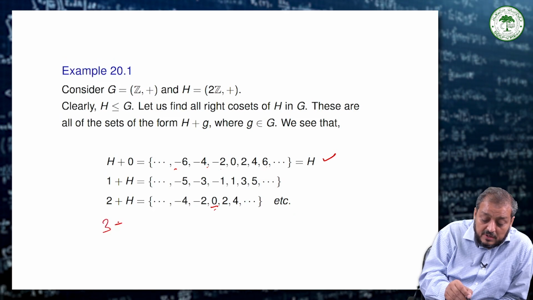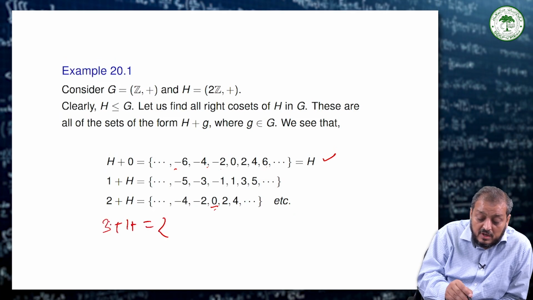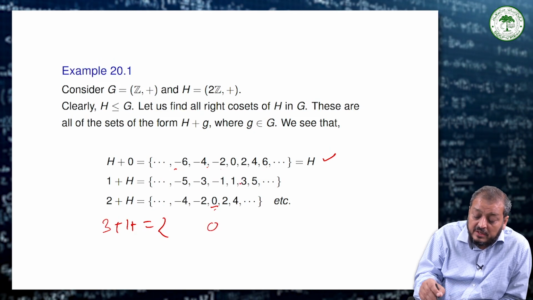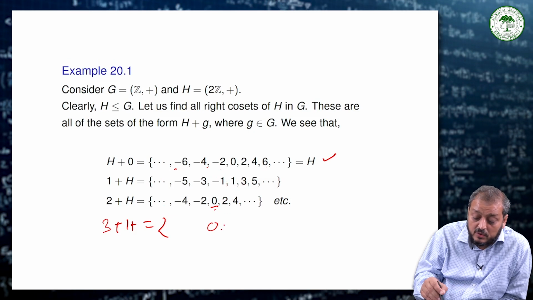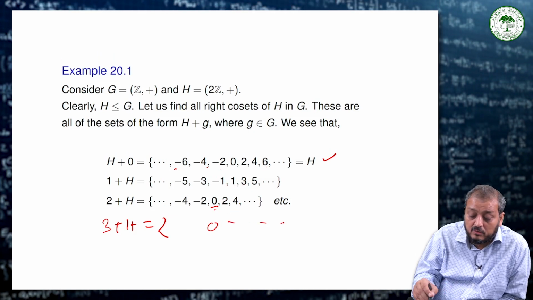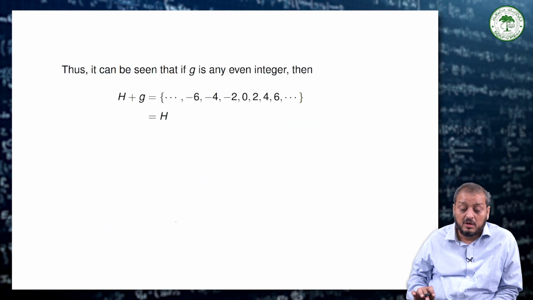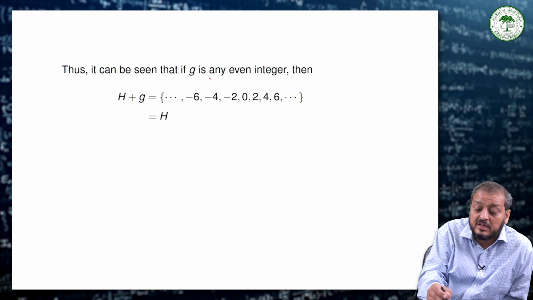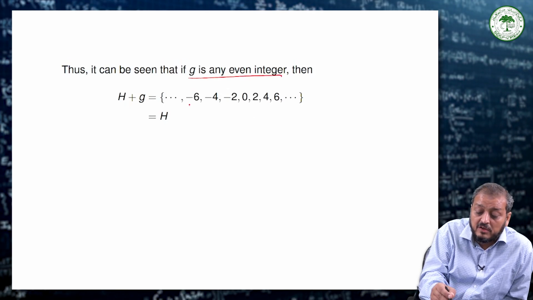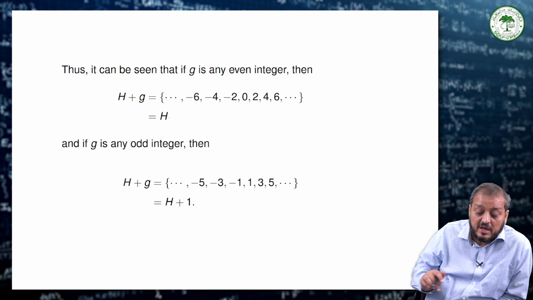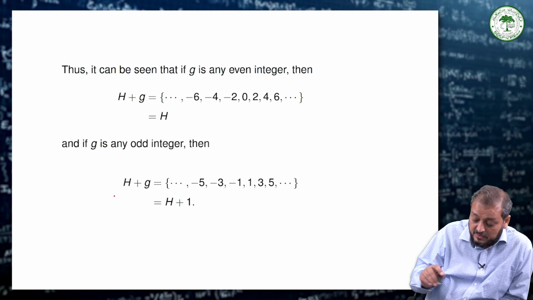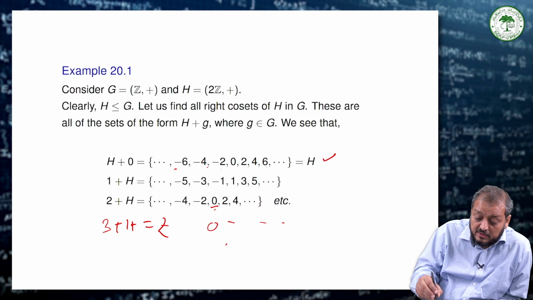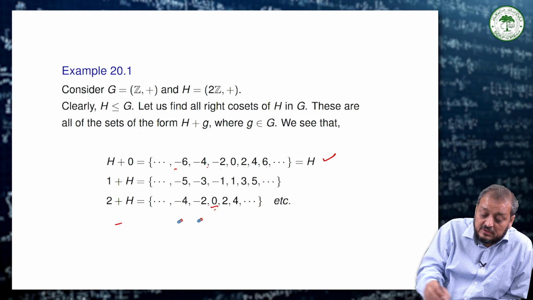If we write 3 plus H, this is equal to 3 minus 3 is equal to 0, 3, and then 3 plus 1 is equal to 4, and so on; you can write it in this form. So in general, H plus g, where g is an even integer, comes into this form. If g is an odd integer, then every time it comes into this other form. So just so you can see, if you want, you can write one more.